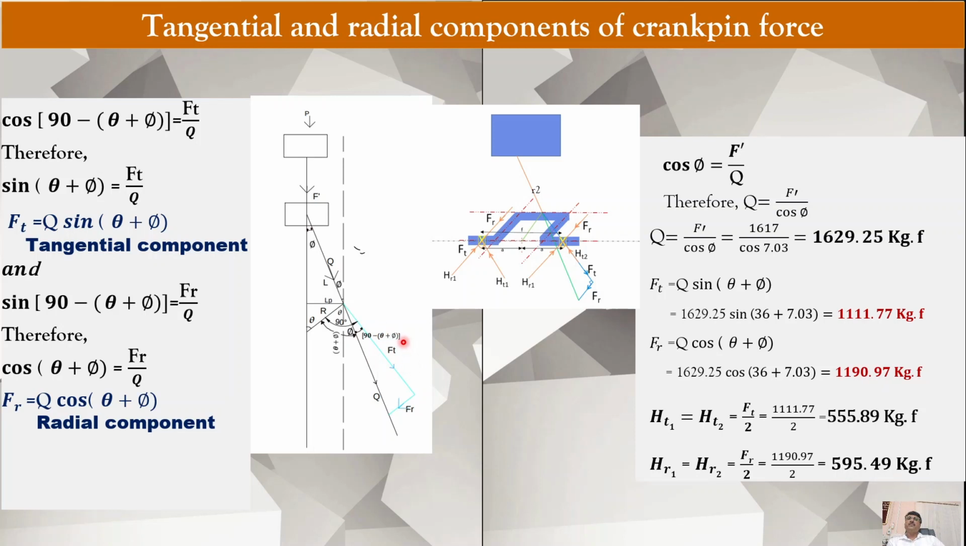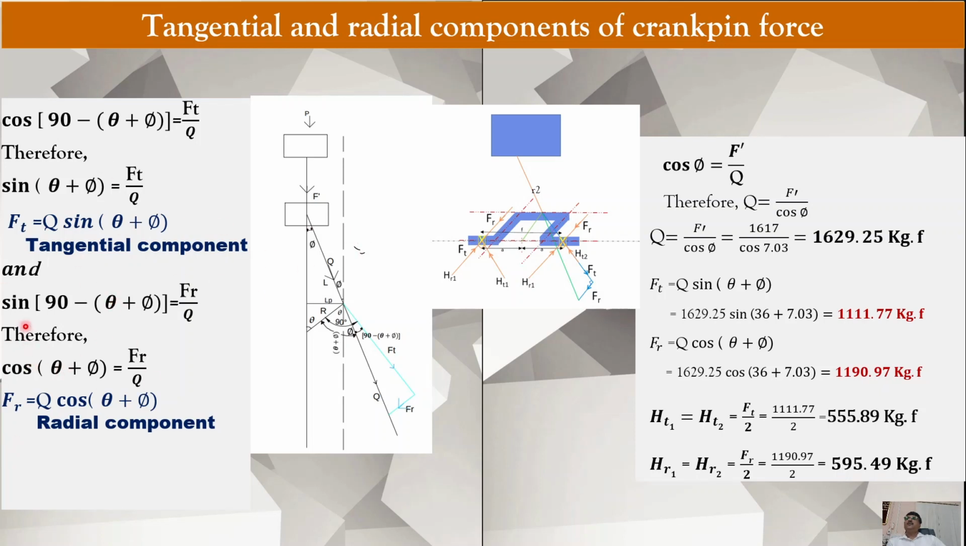Ft divided by Q. This one is the adjacent side. So cos 90 minus theta plus phi will be sin theta plus phi. So sin theta plus phi equal to Ft by Q. Therefore Ft equal to Q sin theta plus phi. So the tangential component of the force which is acting at the crank pin is Ft equal to Q sin theta plus phi.